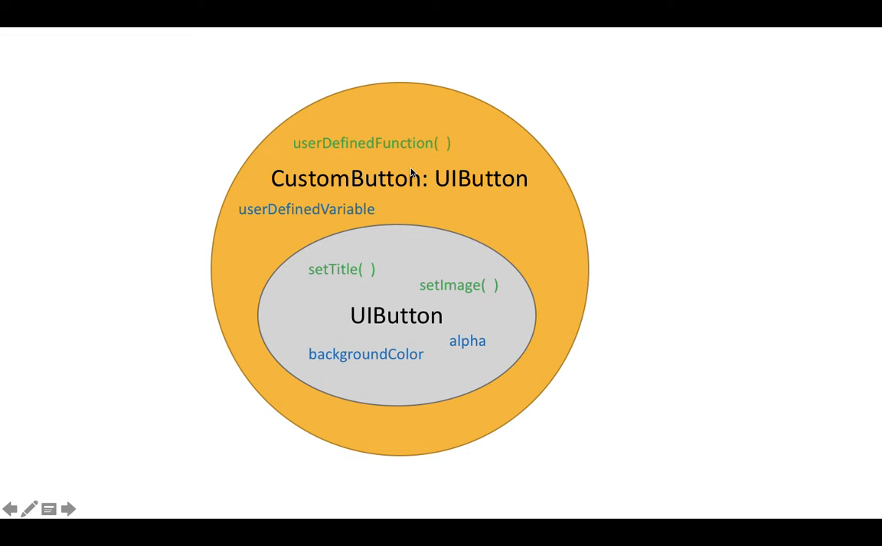In addition to all of the functionalities of UIButton, I can define my own function and define my own variable that is not reachable from UIButton. Okay, so that is why the CustomButton, which subclasses UIButton, is a bigger circle that contains the UIButton, which is the superclass of CustomButton.